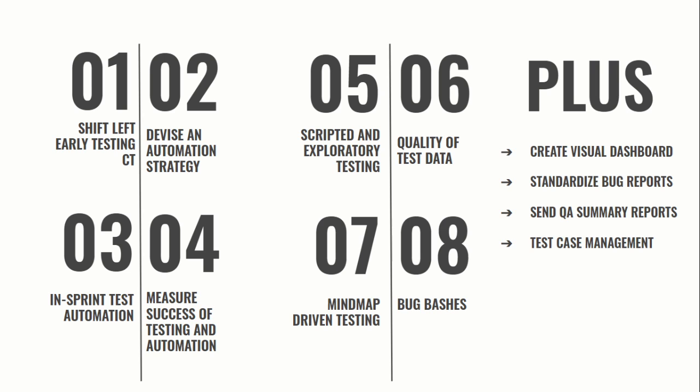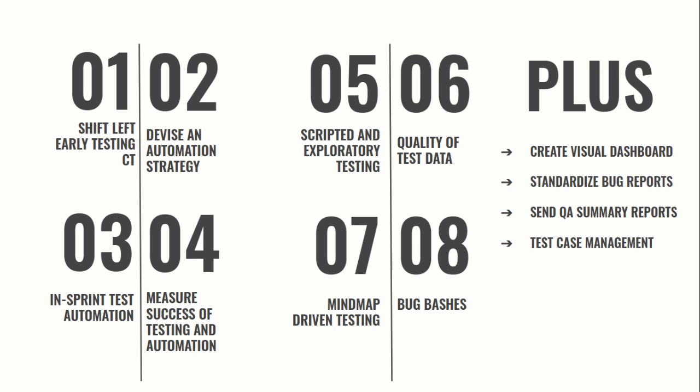We talked about devising an intelligent test automation strategy. We learned what to automate, what not to automate. We learned about the test automation pyramid. We also understood what to expect from test automation. We discussed some tips about in-sprint test automation and how to achieve in-sprint test automation. We also discussed measuring success for test automation using 3 simple metrics.